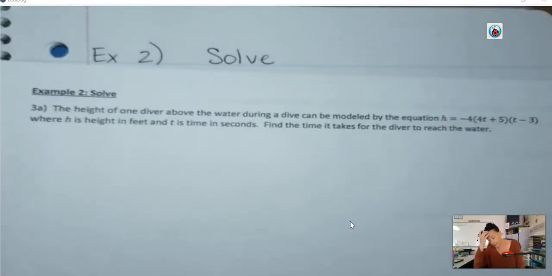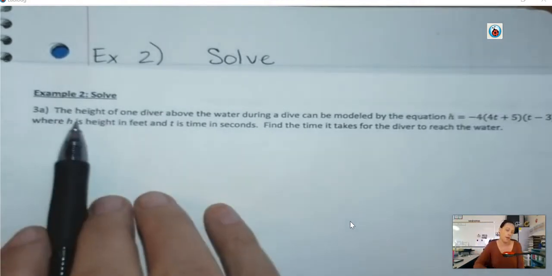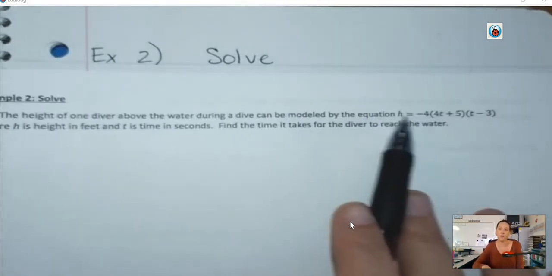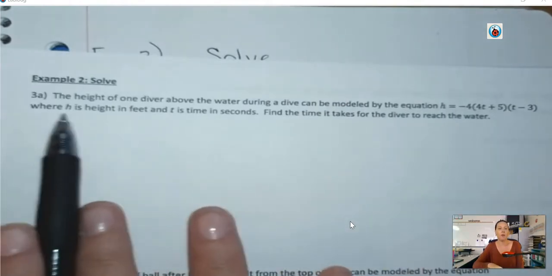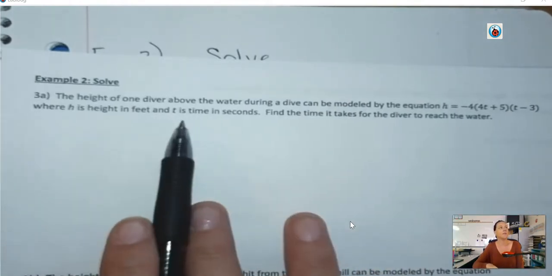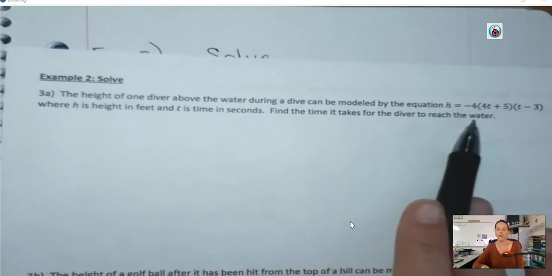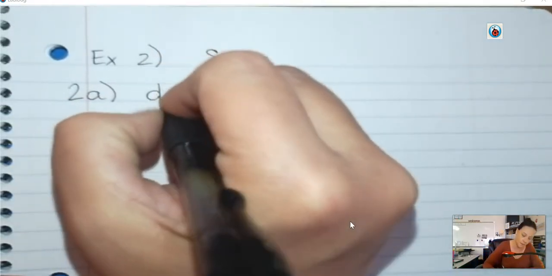Okay, so we're talking about a diver at a pool. The height of one diver above the water during a dive can be modeled by the equation, where h is the height in feet and t is time in seconds. Find the time it takes for the diver to reach the water. So we're talking about somebody diving into the water.